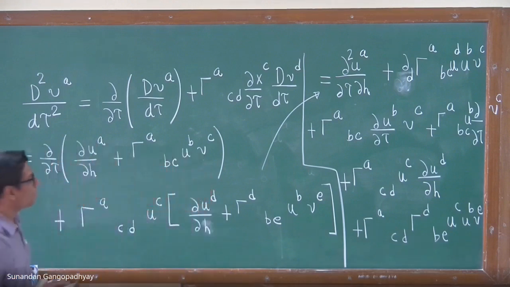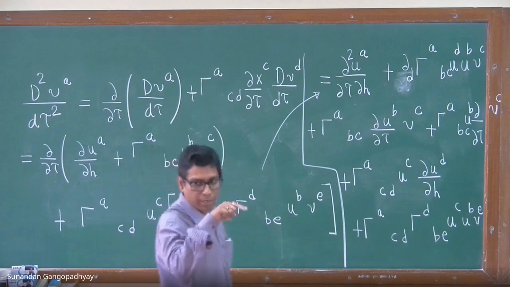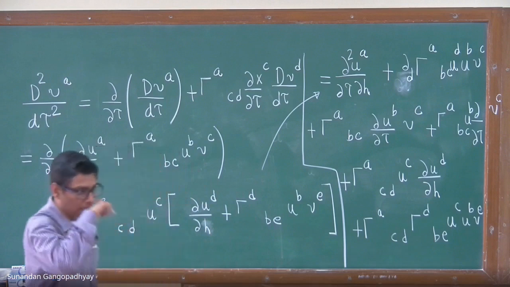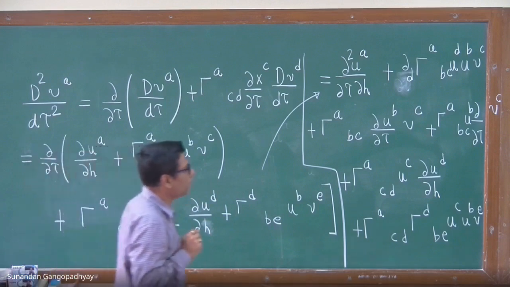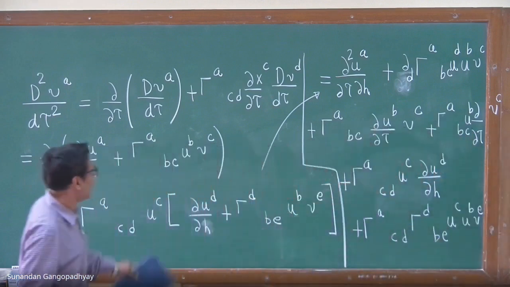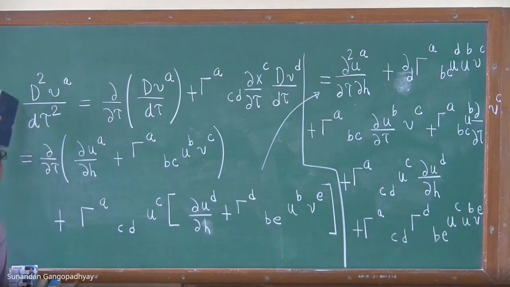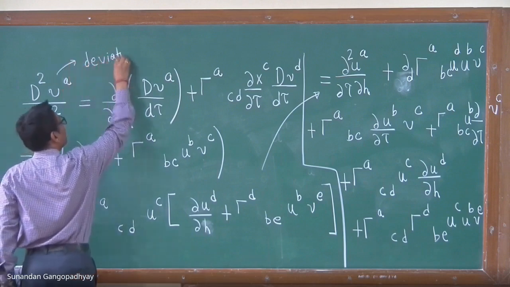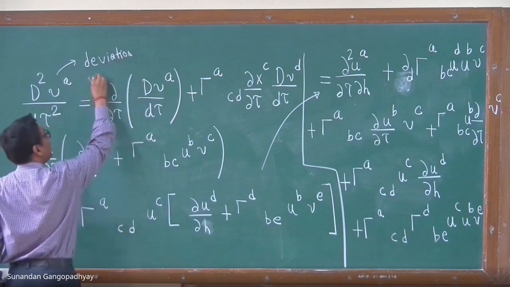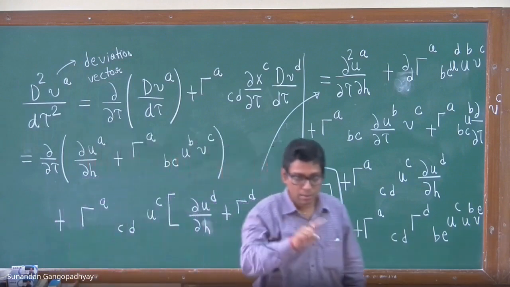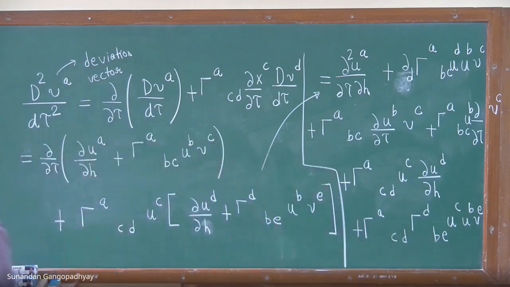So far what we have used is that property, that del Va del tau is equal to del Ua del H. We have used that property by using the fact that ordinary derivatives commute, and we have used the formula for this covariant derivative. So far we have used this to calculate the second derivative of this deviation vector. So this Va, I am calling it the deviation vector. So we have a tangent vector, we have a deviation vector. This measures how close two geodesics are. What is the deviation between two geodesics?